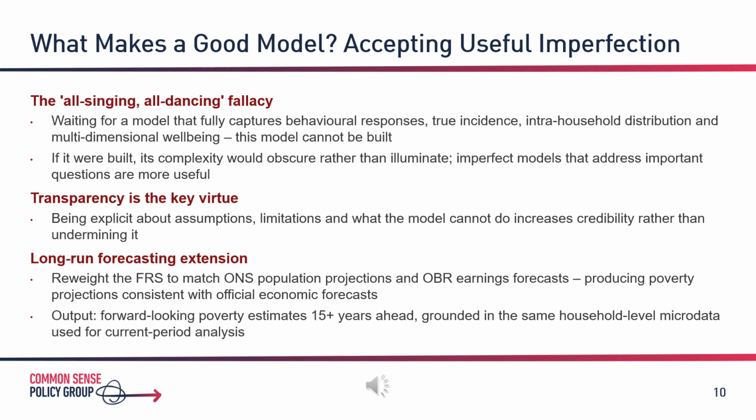The aspiration to a model that fully captures behavioural responses, true tax incidence, intra-household distribution and multidimensional well-being is not just technically demanding, it is fundamentally self-undermining. A model that achieves all of this would rest on so many contested empirical assumptions and require so many calibration decisions that its outputs would always be open to challenge on methodological rather than factual grounds. And the complexity of the interactions between all these components would make it almost impossible to understand why the model produces the results it does.